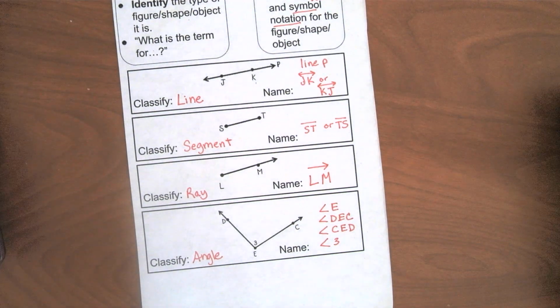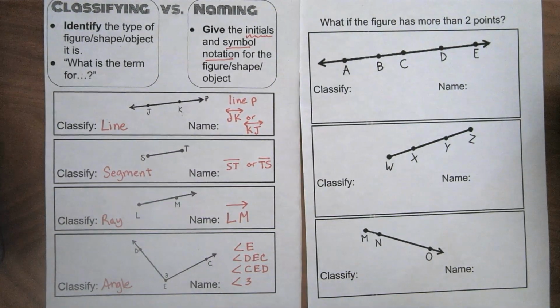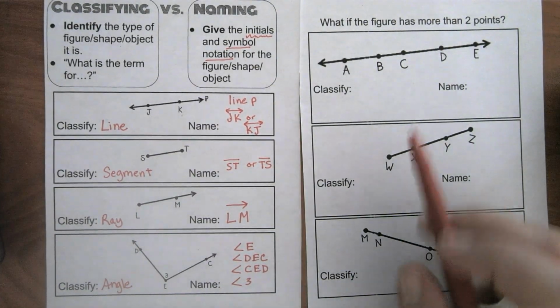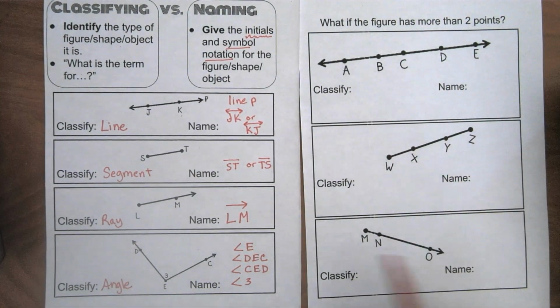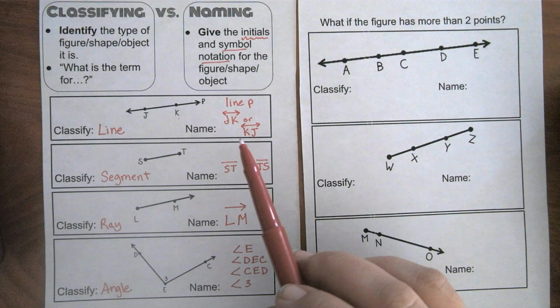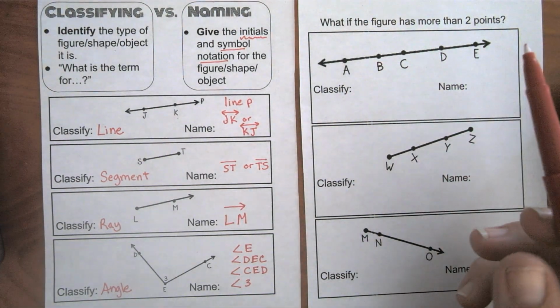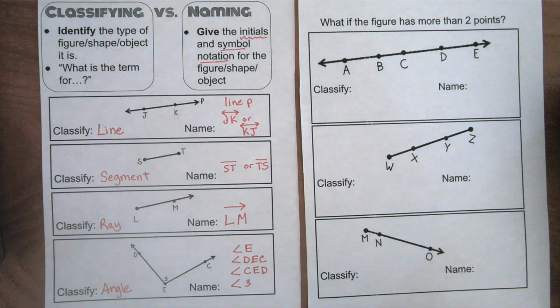When I look at the other page, you should notice that the lines and segments and rays and figures have many points on them, and that's what makes them different over here than over here. The idea for naming it is the same, but I want you to know how to do it when there's lots of points on it, because there could be many points labeled on any of these figures.